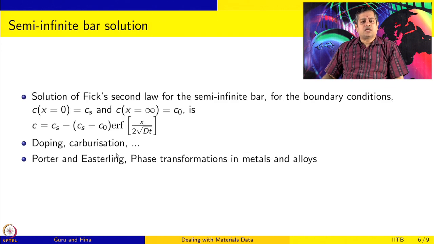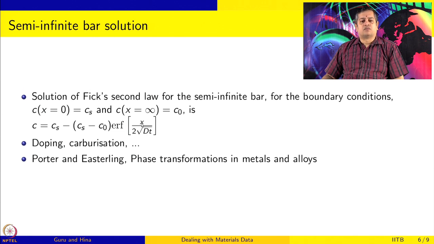So, if you look at the solution to Fick's second law in what is known as a semi-infinite bar, for the boundary conditions at x equal to 0, there is a concentration called Cs, to say that it is a surface concentration. And at x equal to infinity, that is far away from the surface, there is a concentration C0. And in this case, the solution is shown to be concentration as a function of position and time, x and t. And they always appear in this combination, x by root Dt. And root Dt is actually known as the diffusion distance.